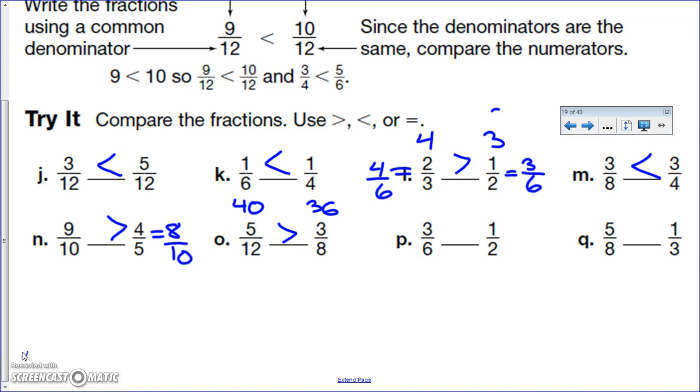And if you put them both in a common denominator of 24, you'll see that as well. For P, we have 3/6 and 1/2, and if we simplify 3/6, we divide the numerator and the denominator by 3, we get 1/2, so we know they're equal.